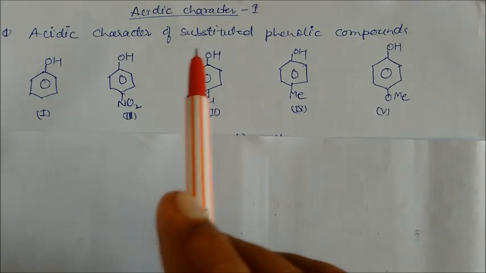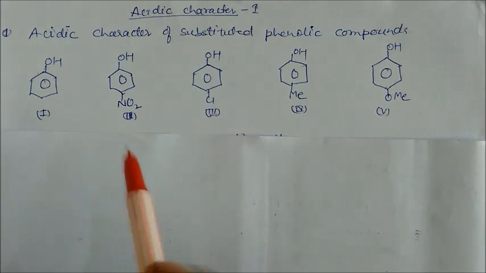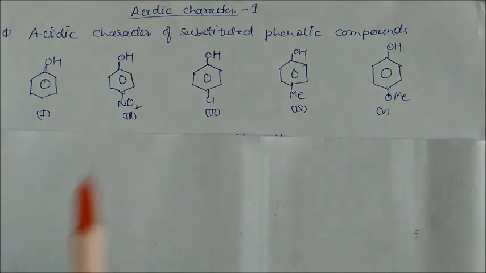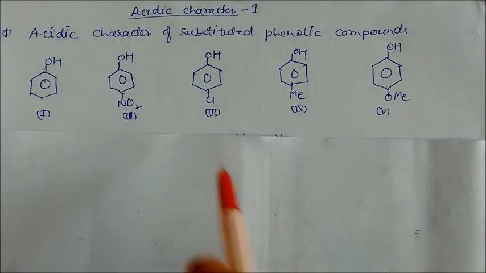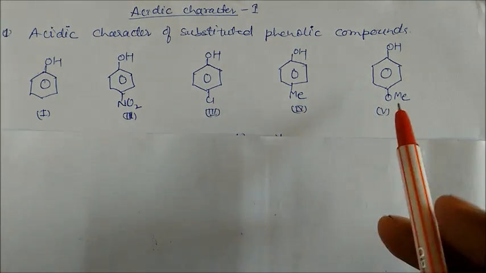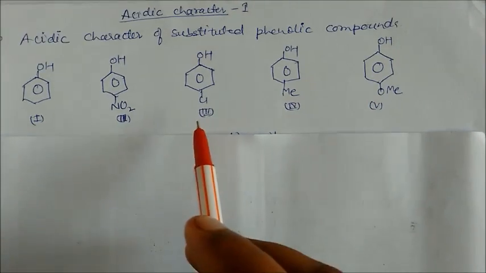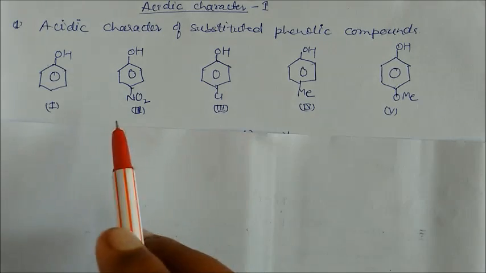Acidic character of the substituted phenolic compounds. So these are some phenolic compounds: phenol, this is the nitro group, this is the Cl, this is the Me, and this is the methoxy group. These groups are attached at the para position of the phenolic compound. So this is the para position of the phenolic compound.